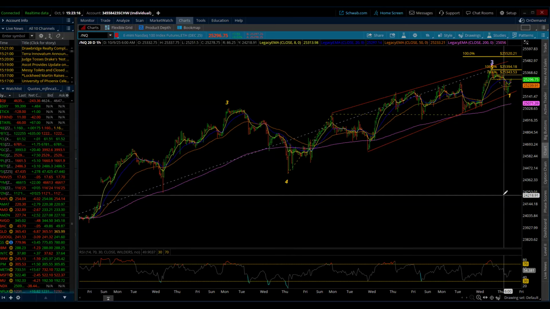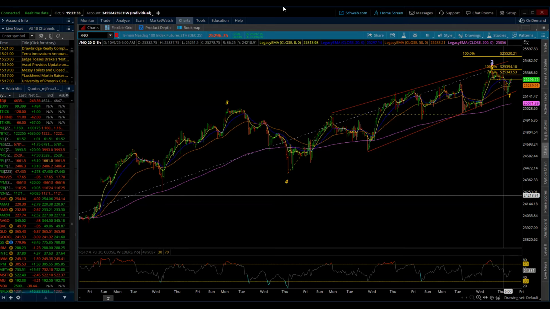Good afternoon. This is the Elliott Wave daily update for the NASDAQ 100 being recorded on Thursday, October the 9th at 3:23 p.m. Pacific Daylight Time.